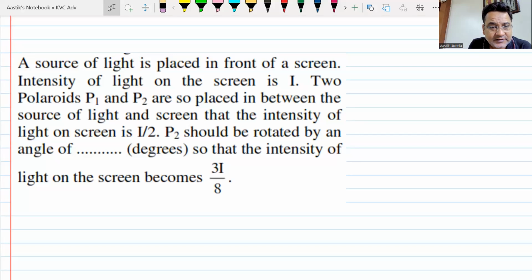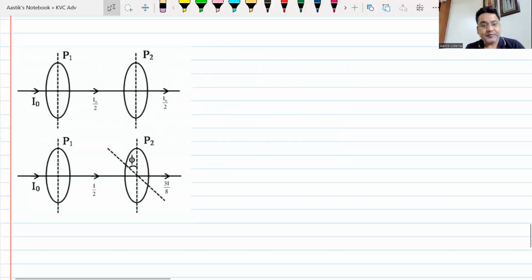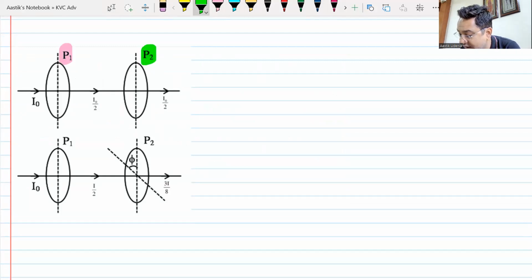Do you understand how it's going to happen? Yes or no? So how are they placed previously? Previously, they must be placed in such a way that they are parallel to each other. P1 and P2 will be parallel. Then only you will have I naught by 2 coming on the other side.